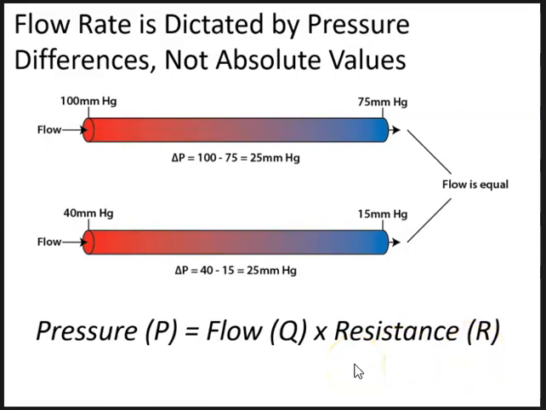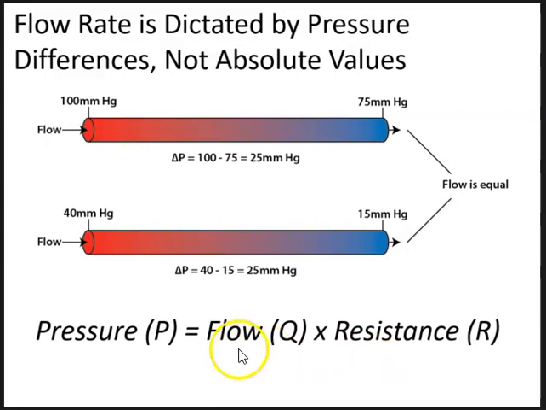So this is actually a pretty easy formula to remember because it's in alphabetical order. Just remember PQR. So pressure equals flow Q times resistance R. So again, pressure equals flow times resistance. And you can do different calculations by manipulating this equation to get the different derivatives.